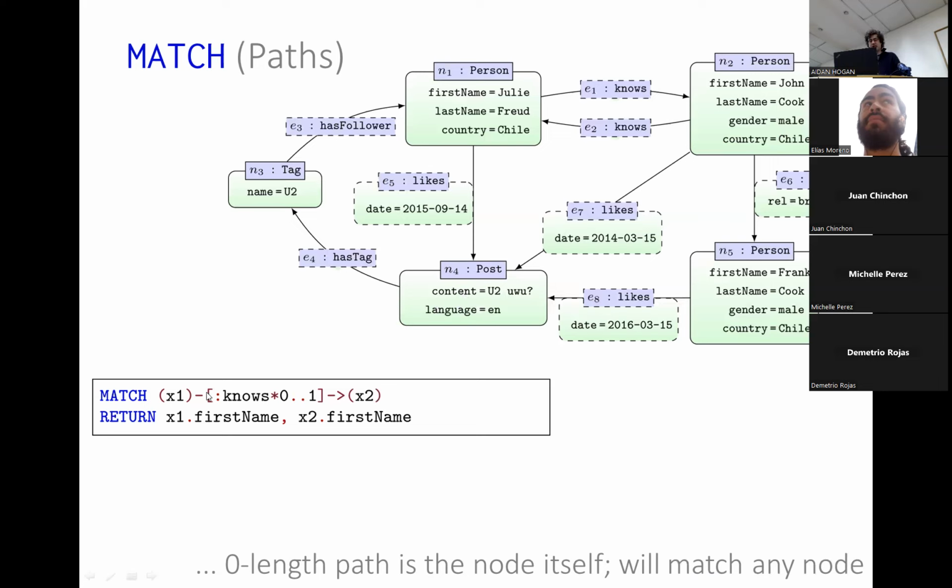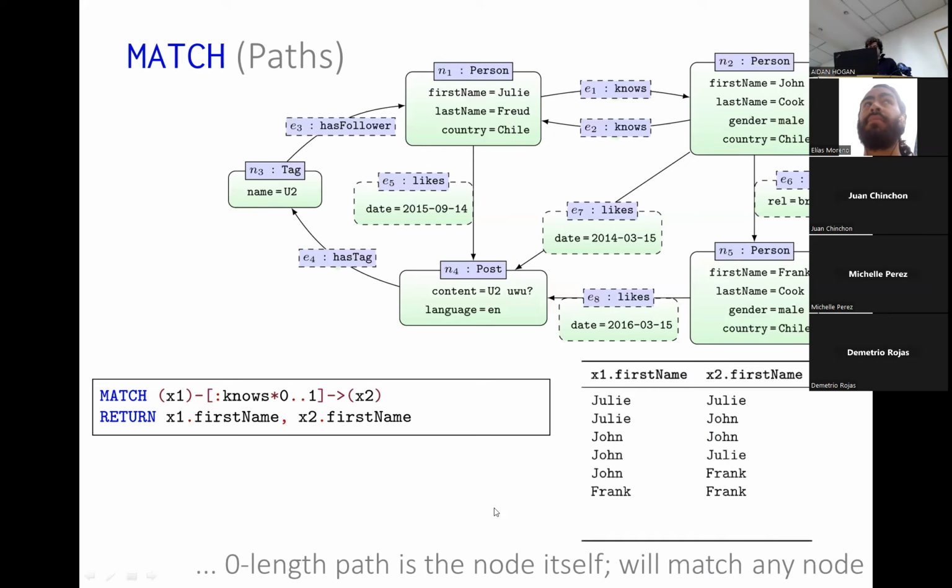So what does this mean? It means that for X1 nodes of length 0 to 1 to X2, we'll get all of the 1 length node relations. So we'll get Julie, John, John, Frank, and all this. And we'll also get all nodes. Essentially X1 will have to be equal to X2 here, right? But otherwise we'll also get results for all of the nodes. So we should get in total 1, 2, 3 plus 5, I think. Yeah. So we should get 8 results.